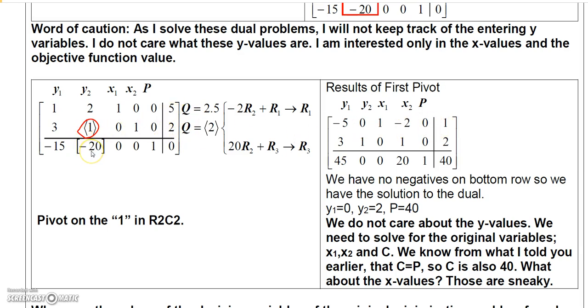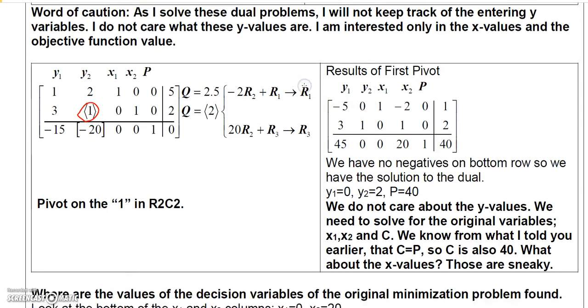And then I also want to get rid of this -20, so I'm going to multiply this row by 20 and add it to this row to cancel the -20. Well, 20 times 3 is 60, and 60 plus -15 is 45. 20 times 1 is 20. 20 plus -20 is 0. 20 times 0 plus 0 is 0. 20 times 1 plus 0 is 20. 20 times 0 plus 1 is 1. And then 20 times 2 plus 0 is going to be 40. Now notice I have no negatives on the bottom row now, so I actually have the final tableau.